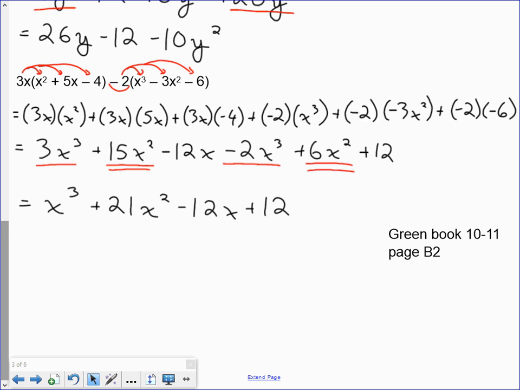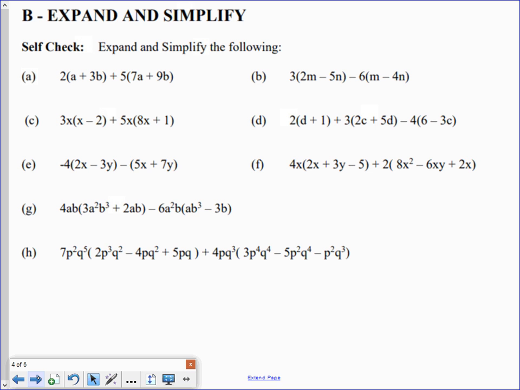So you guys can take a look in your green books, unit 1011, we're looking at page B2. There's a number of questions there that you can practice away on. It looks like this. It says expand and simplify up at the top, and it's just asking you to do the same kind of thing that you've been doing here in these examples. So I'll let you work on it.